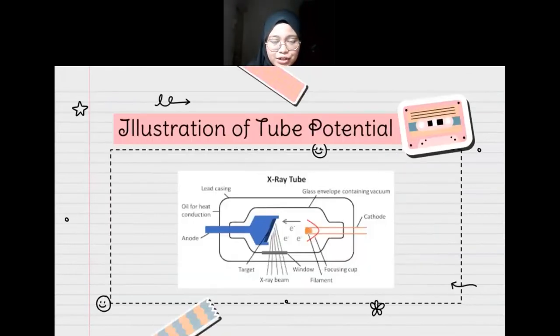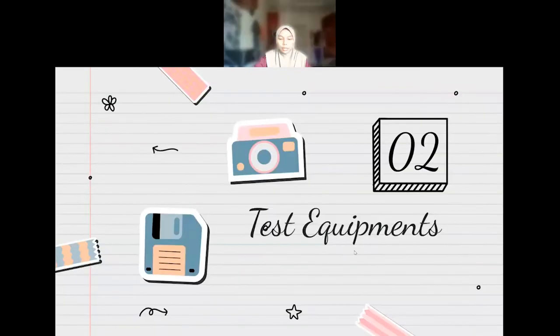This is the illustration of tube potential. The next part is test equipment.